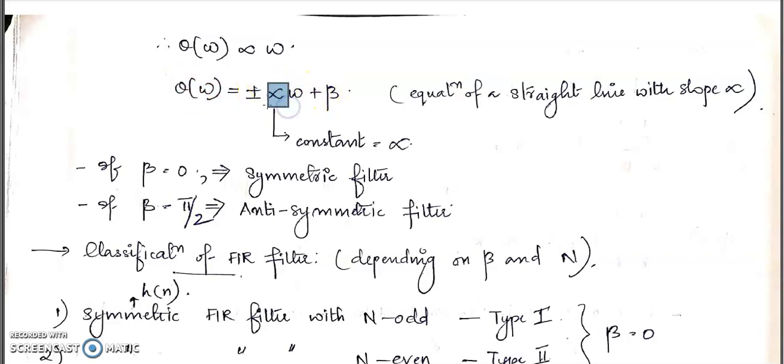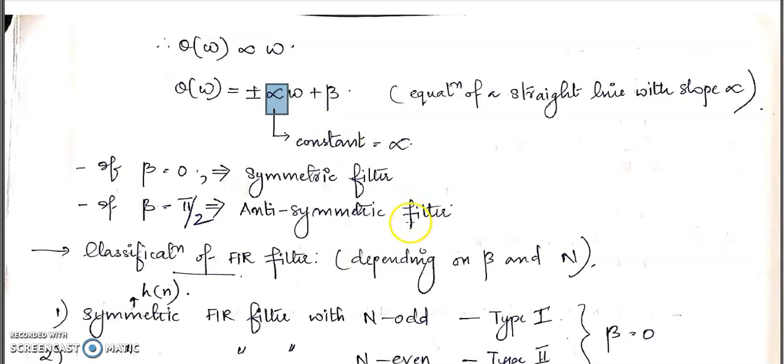alpha is the proportionality constant, and based on the value of beta, we can classify the FIR filter into symmetric FIR filter and anti-symmetric FIR filter. If beta is equal to 0, it represents a symmetric filter. If beta is equal to pi by 2, it represents an anti-symmetric filter. Here alpha is the proportionality constant that represents the slope of the graph.